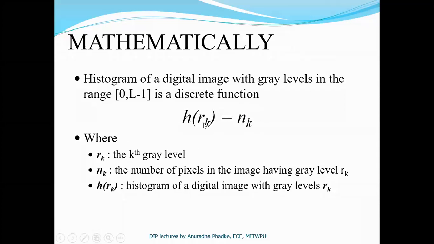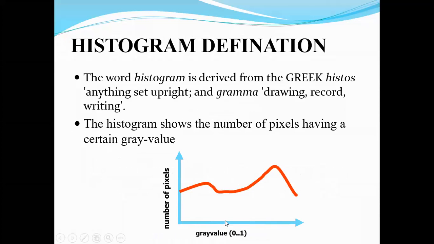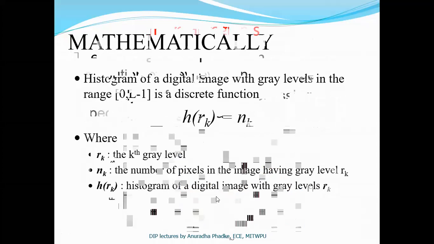If your k is 255, how many pixels are there belonging to gray value 255? That is given by h of 255. Okay. For an 8-bit image, there will be a total of 256 gray levels, so your x-axis will vary from 0 to 255. And the y-axis gives you the respective number of pixels belonging to the respective gray shade. So this is the definition of histogram.